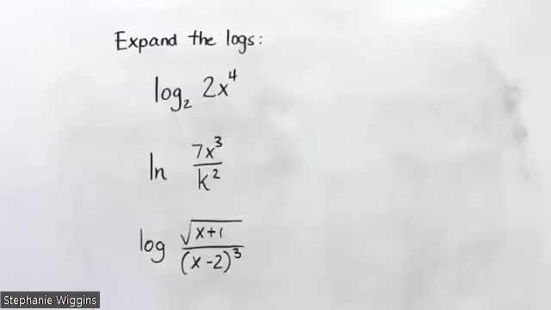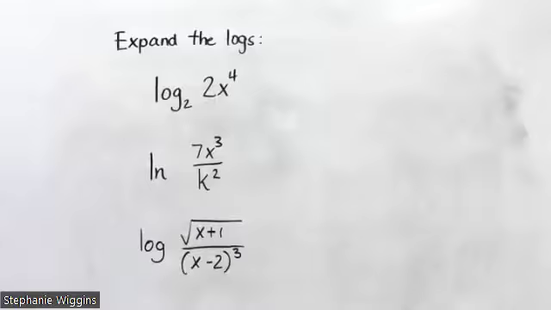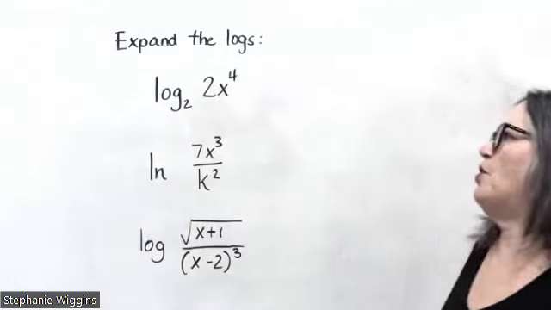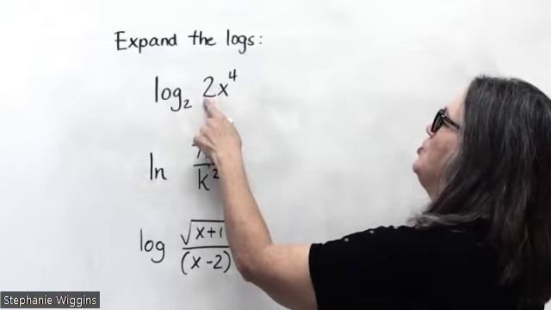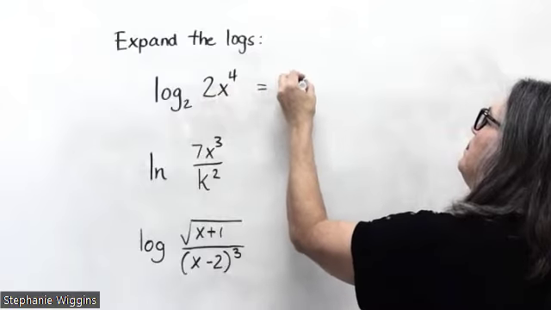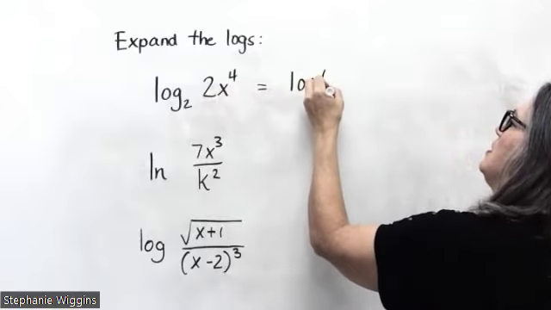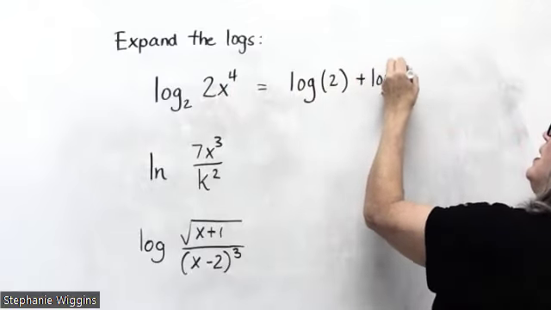Expand the logs. So here we have 3 examples of condensed logarithms, and we want to expand them. So remember, the log of the product is the sum of the logs. So here we have a product 2 times x to the 4th. So I'm going to write that as a sum of logs. So it's going to be log of 2 plus log of x to the 4th.